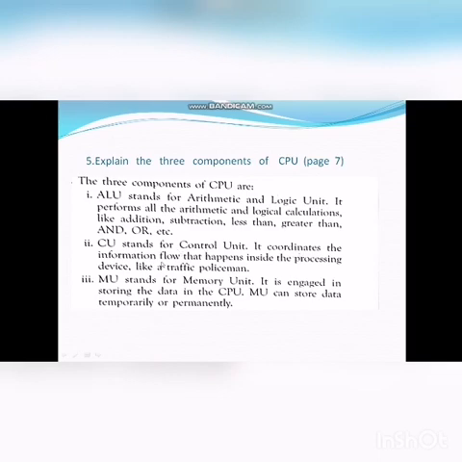CU stands for control unit. It coordinates the information flow that happens inside the processing device like a traffic policeman. Next, MU stands for memory unit. It is engaged in storing the data in the CPU. MU can store data temporarily or permanently.